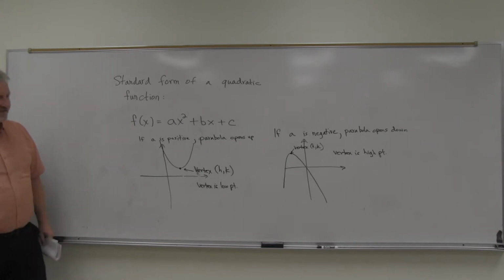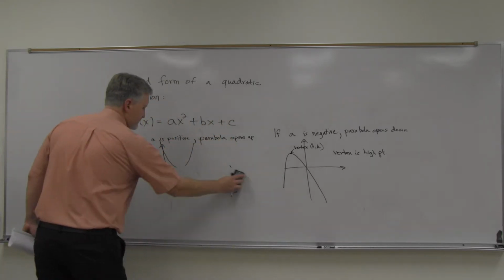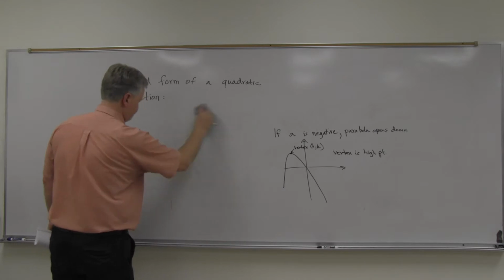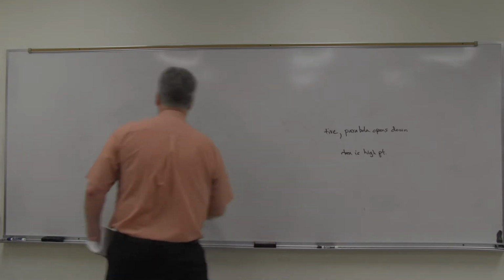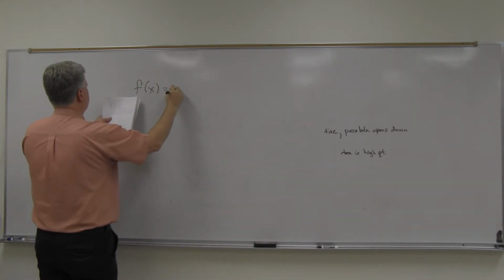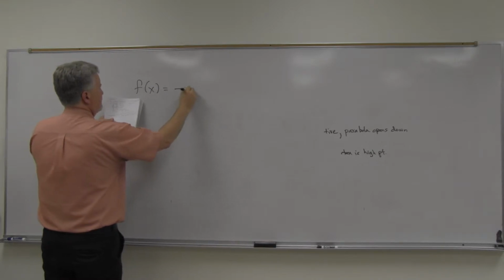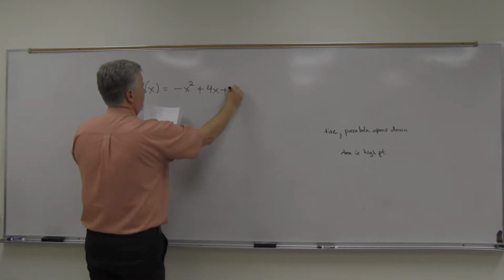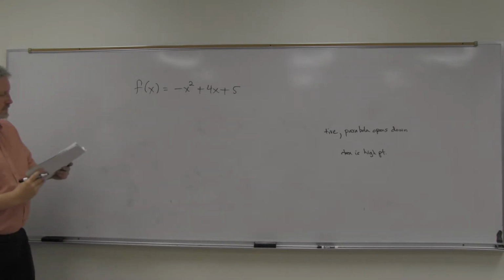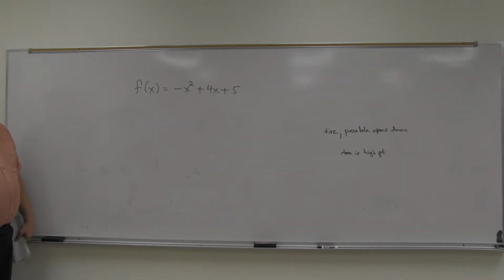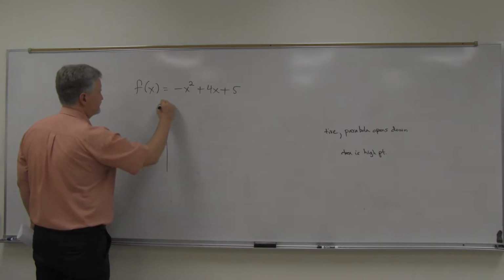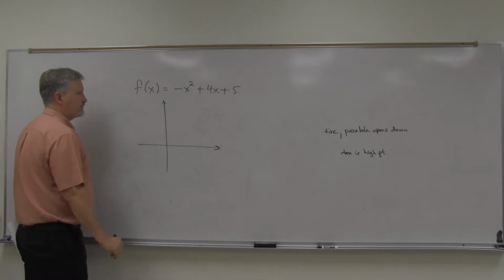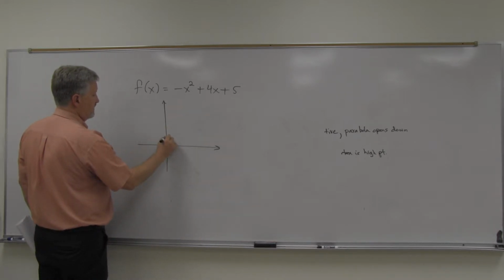Ax squared plus bx plus c. So let's talk about one specific one here. F of x equals minus x squared plus 4x plus 5. Now I'm not assigning any to graph here, but let me just show you what some points on this one would be. Well, 0 would be an easy one. It's 0, 5.